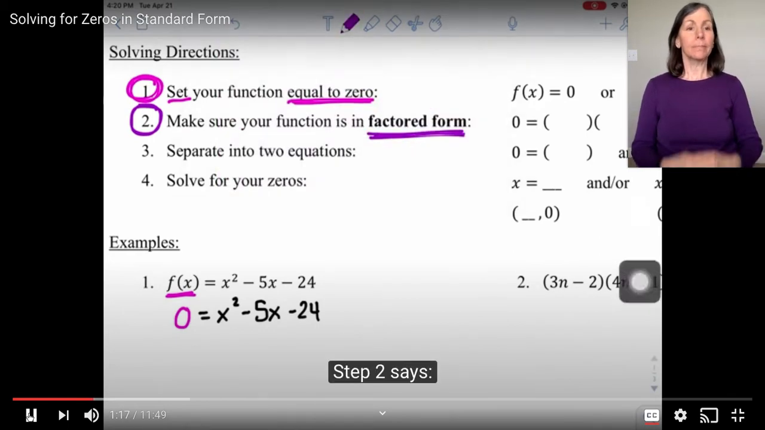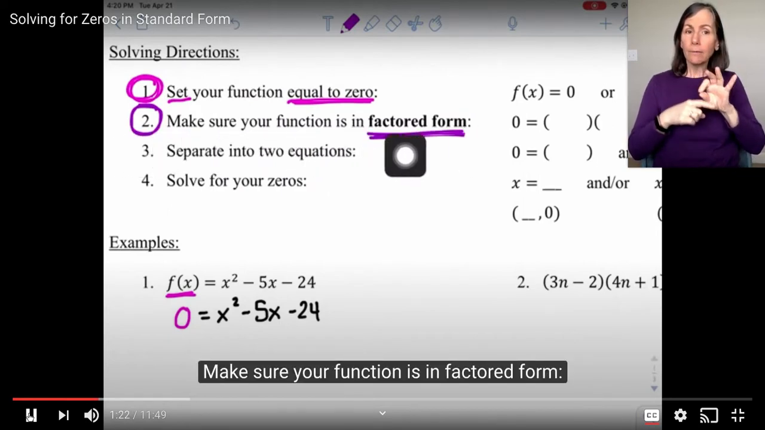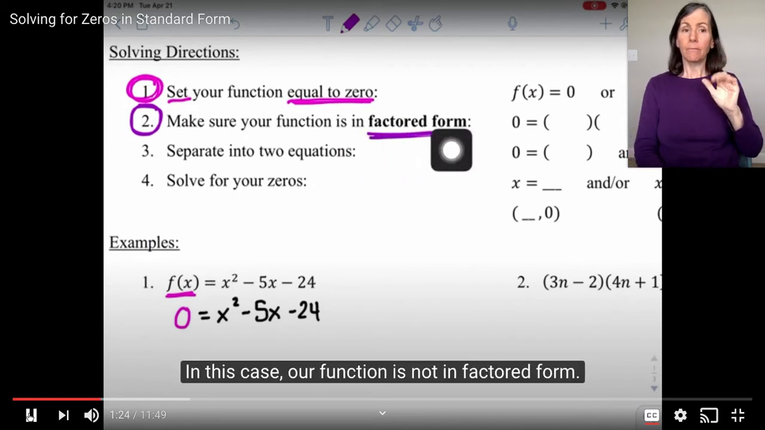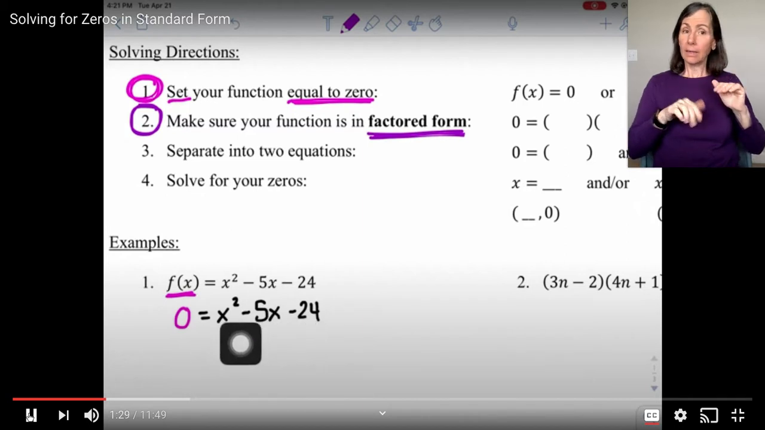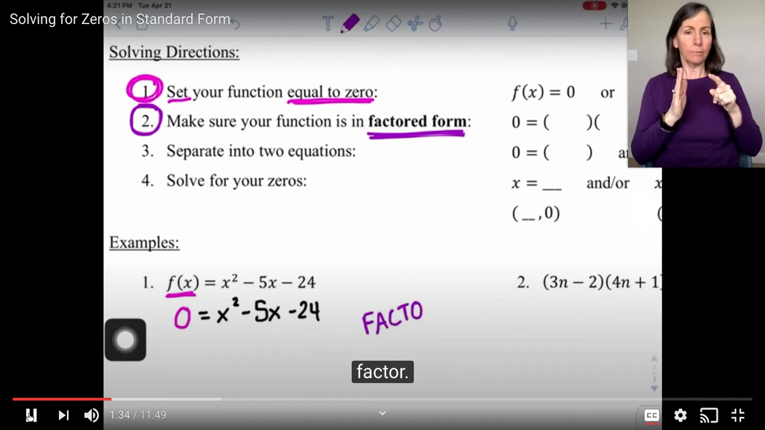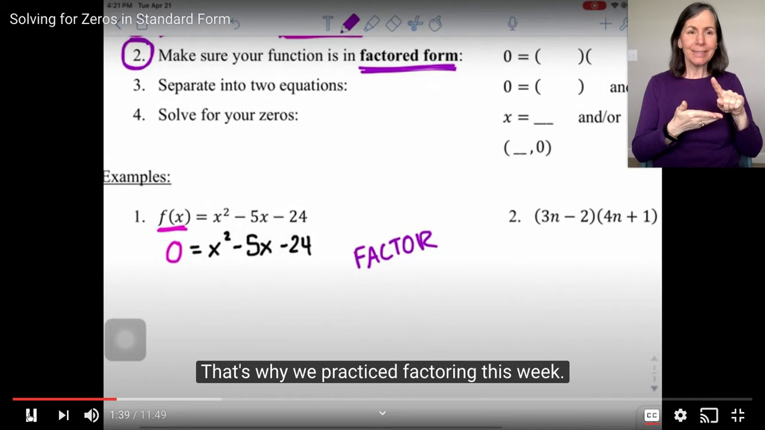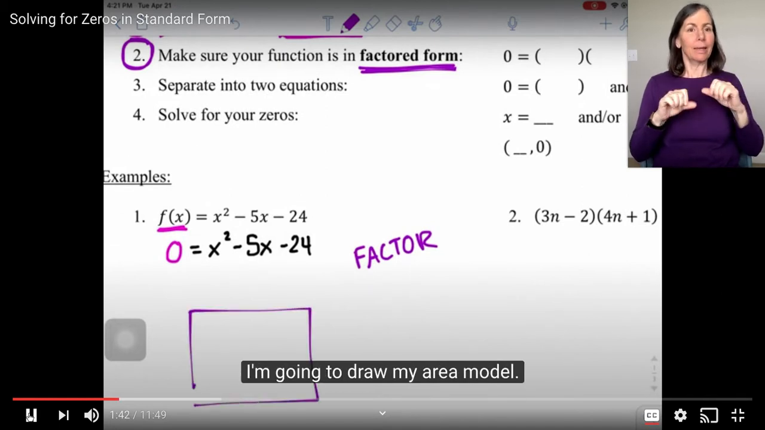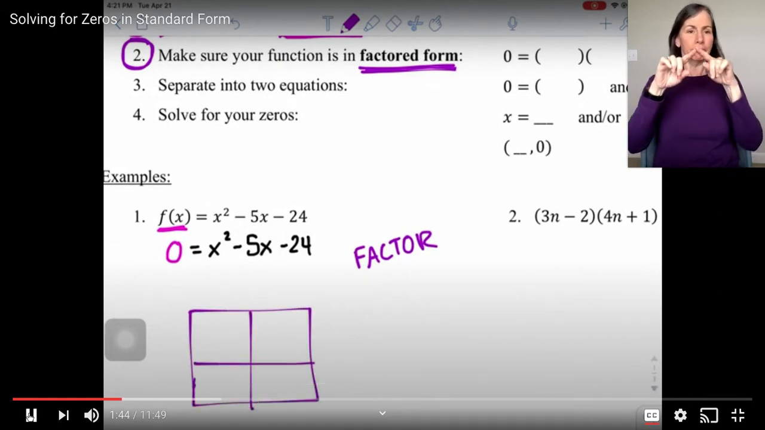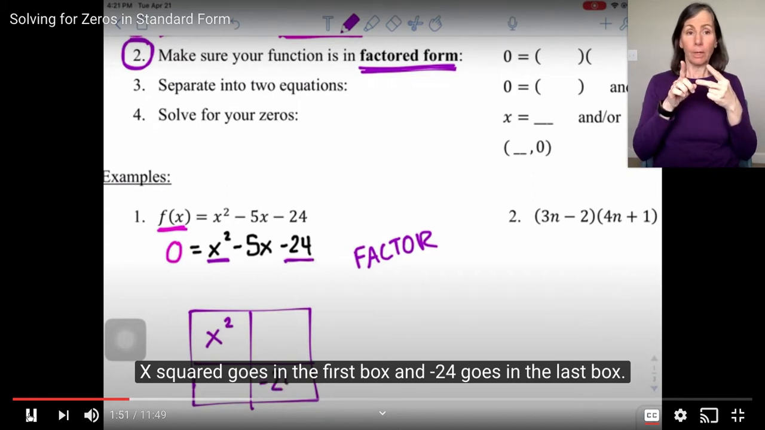Step 2 says, make sure your function is in factored form. In this case, our function is not in factored form. So we need to factor. That's why we practiced factoring this week. I'm going to draw my area model. X squared goes in the first box, and negative 24 goes in the last box.